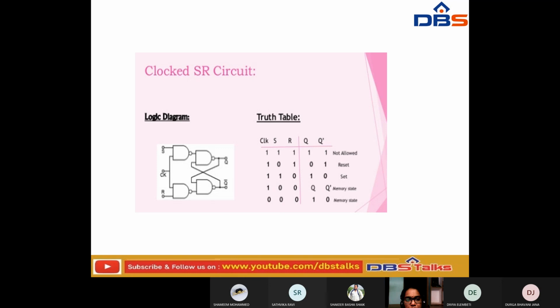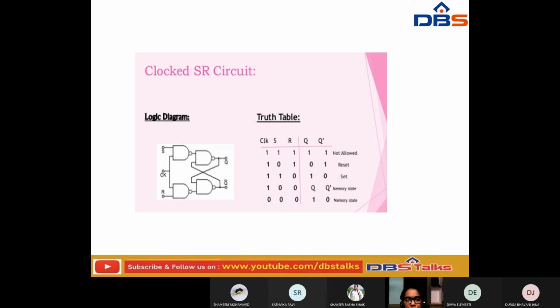So see about the clocked SR circuit logic diagram. If you have observed the difference, in the previous circuit you were not having the clock, here you are having the clock. Here the clock is set to 1. In the case the clock is set to 0, now let us see what happens. So this is 1 1 0 1 1 0 0 0, that is 0 0 0 1 1 0 1 1, just like that. We know about these truth tables.